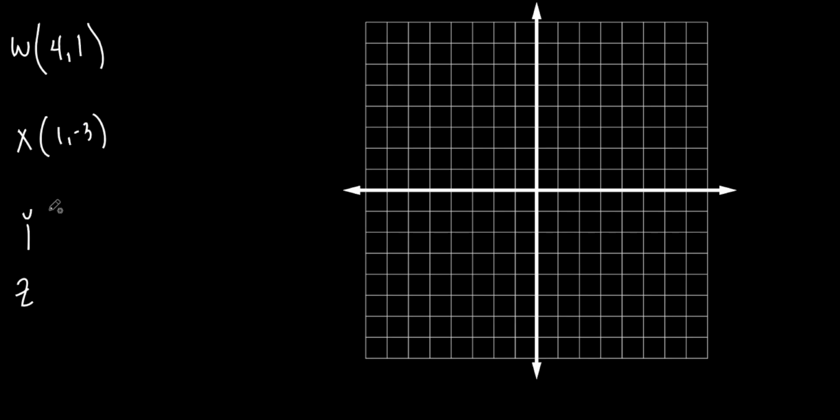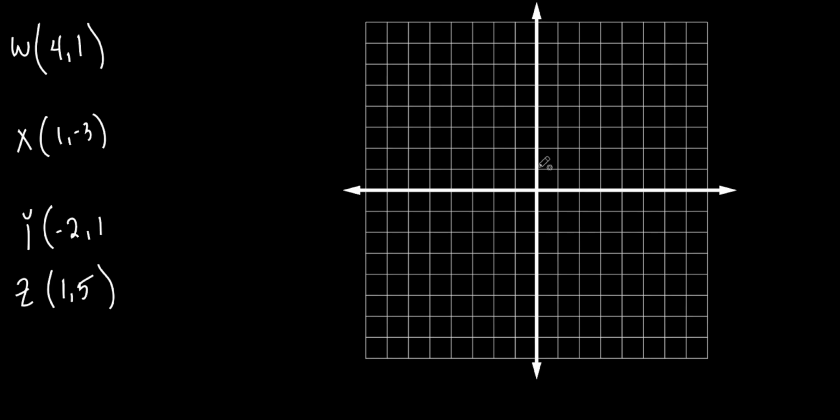Y is -2, 1. Oh, it's going to be kind of small. Wonder if we can double it. Nah, Z is 1, 5. I don't think I have 10. How many do I go up? 1, 2, 3, 4, 5, 6, 7, 8. I was going to double it just to make it a little bit bigger, but I'm just going to have to deal with it.